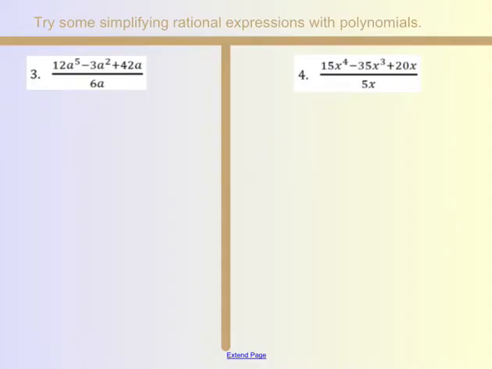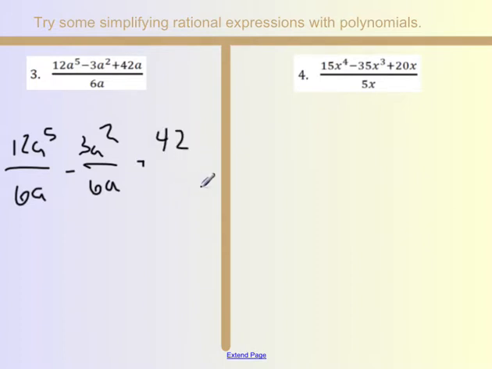So for number 3, we want to split these guys up. So when the divisor is just a monomial, the best way to do that is to actually split it up. So 12a to the 5th divided by 6a. Then 3a squared divided by 6a. So I'm just taking each term up top and dividing it by 6a.